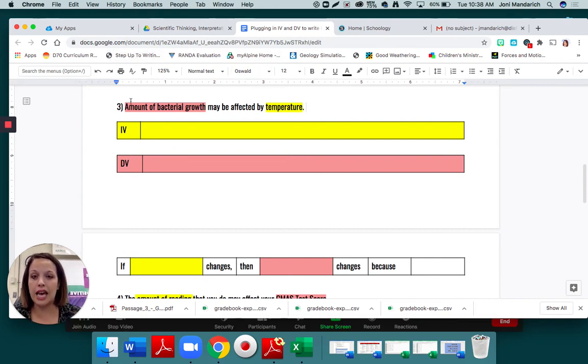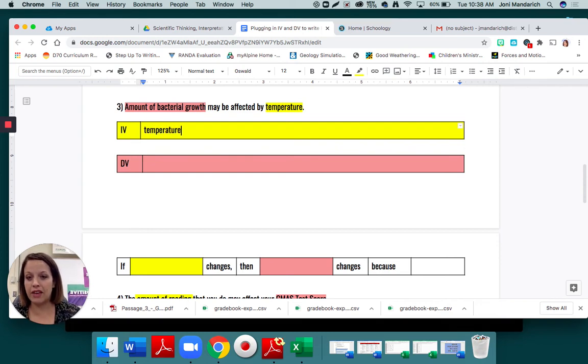So let's read it again and think about what we are changing and what we're measuring as a result. So the amount of bacterial growth may be affected by temperature. Well, the temperature is what I can really change from trial to trial. So I'm going to put that in as my IV, temperature, okay? Or even temperature change, I could say.